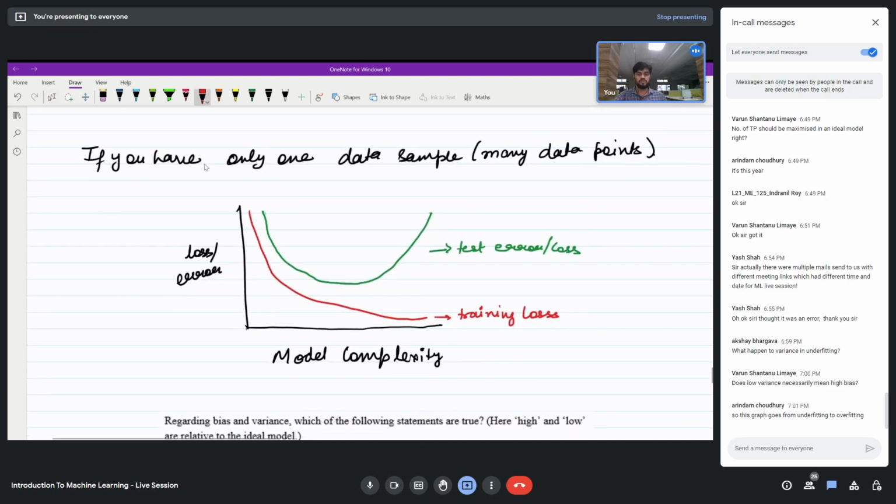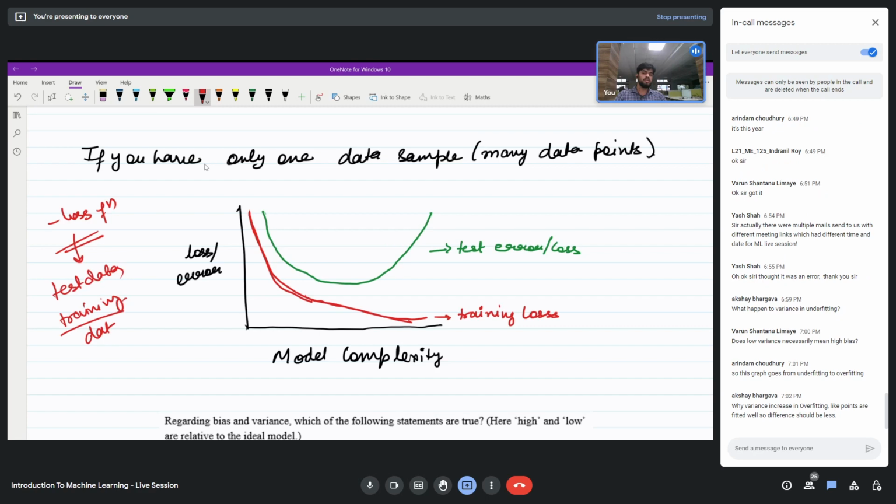Okay. Now we are towards the end of our session. There are two kinds of errors that we see. Like I defined a lot of loss functions. Now you can evaluate these loss functions on test data as well as training data. So when you are evaluating it on training data, that is called training error. That is represented in red. And when you evaluate it on test data or the real life data, it is called the test error.